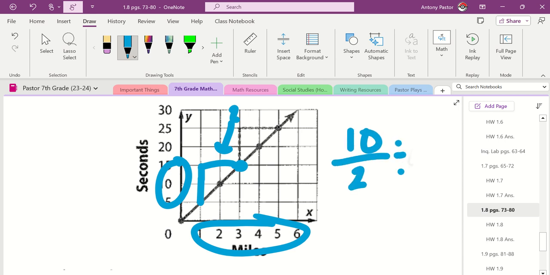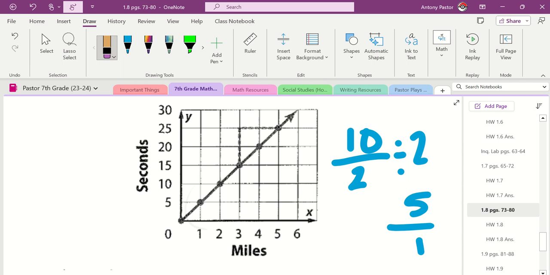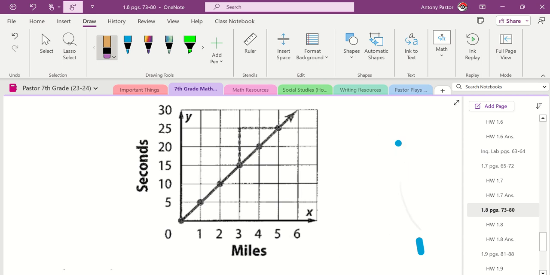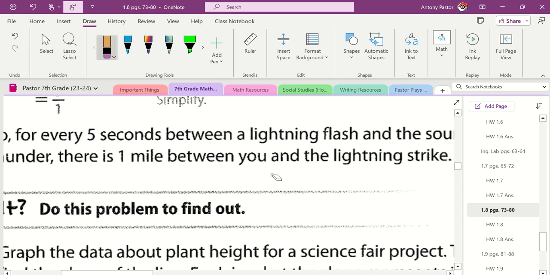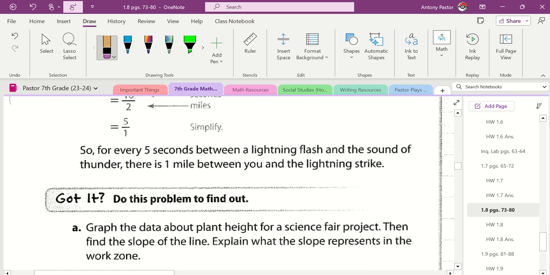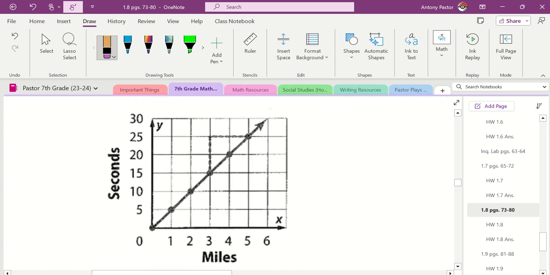And if I divide them both by 2, I'll have 5 over 1. So my slope is actually 5, not 1. My slope is 5, and that is what relates back to what was said down there, that it'll take 5 seconds between a lightning flash and the sound of thunder, and there's 1 mile between you and the lightning strike. So if the lightning strikes 5 miles away, it'll take 5 seconds for us to hear the thunder. So I apologize for that mistake, but I'm glad that I made it and caught it.